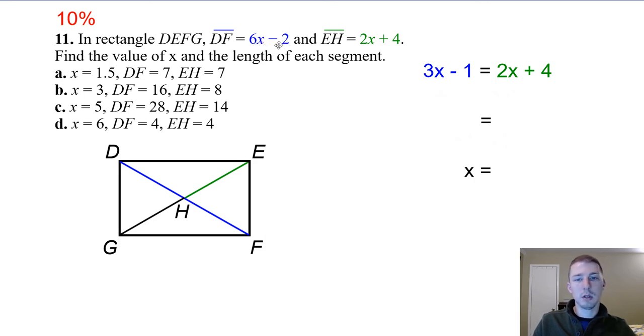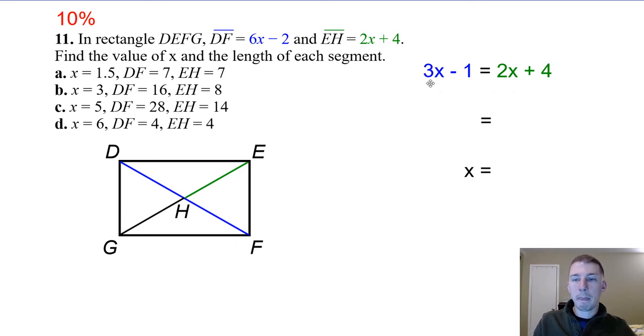So instead of 6x minus 2, we're just going to do 3x minus 1. And then set that equal to the other half, which is EH, which is 2x plus 4. The other way you could set this up is you could double the half. So you could take EH and multiply it by 2 and say that 6x minus 2 is equal to 4x plus 8. That's just a little bit more work. It's half of one, double the other.